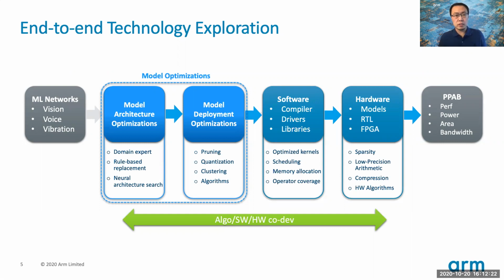So looking toward the right side of the exploration flow, for software, we typically have compilers, drivers, and libraries, where we see different levels and different coverage of optimized kernels, and very clever ways of scheduling work and memory allocation. And when you stack multiple software components together, it's always important to understand the coverage of operators. And then onto the hardware, which could be in the form of models, RTL, or FPGA. Like I previously mentioned, the compression works really well when the models are sparse and clustered, and the MAC engine could run the low precision arithmetic really well, or even sometimes with very specific support for certain asymptotically fast algorithms.